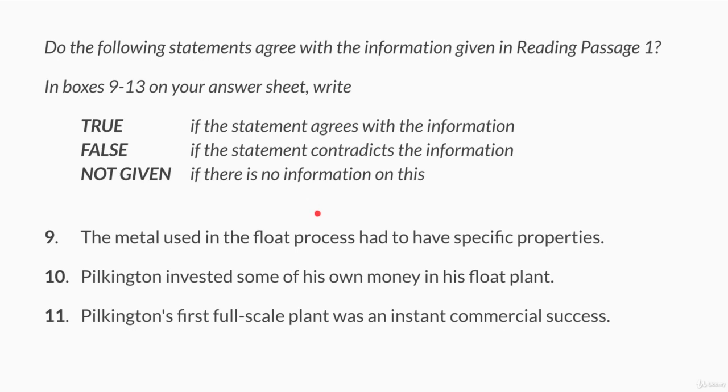So let's go ahead and do that really quickly. Boom, done. So we're going to be underlining keywords like metal, process, specific properties. In number 10, our keywords are Pilkington. We love proper nouns, so that one's going to be easy. I already know that. Invested is another keyword, and money. For number 11, Pilkington is also another keyword here, full-scale plant, and instant commercial success. Those are going to be our keywords for questions number 9, 10, and 11.